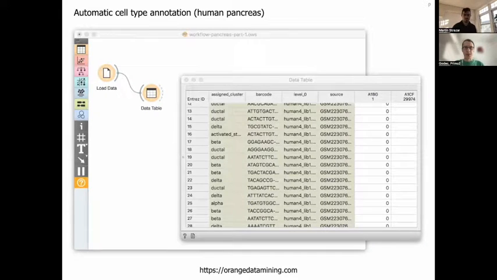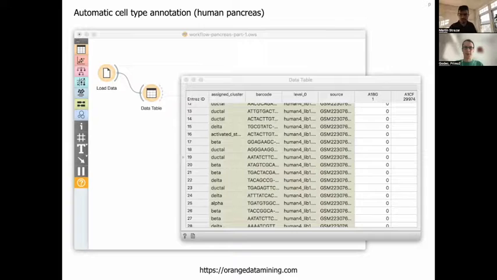So first of all, we load the data and we can observe them in the data table. Here, each row represents one cell, and the information in the right part of the table are gene expressions. Also, in case of human pancreas data, which we will see today, there is already cell type annotation present in the data, which is the first column in the table.